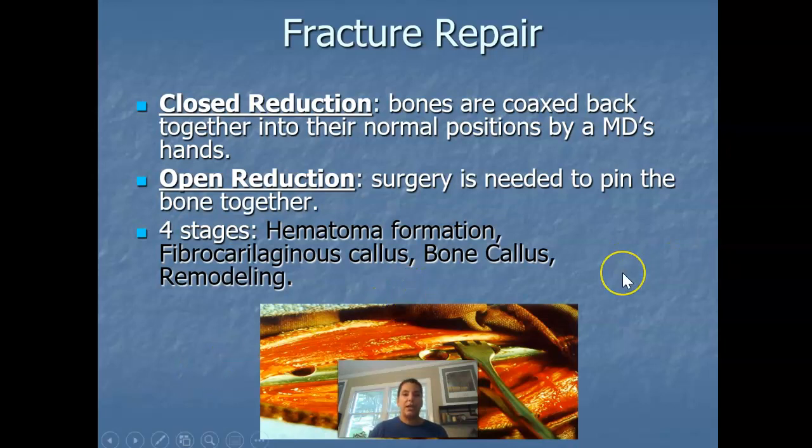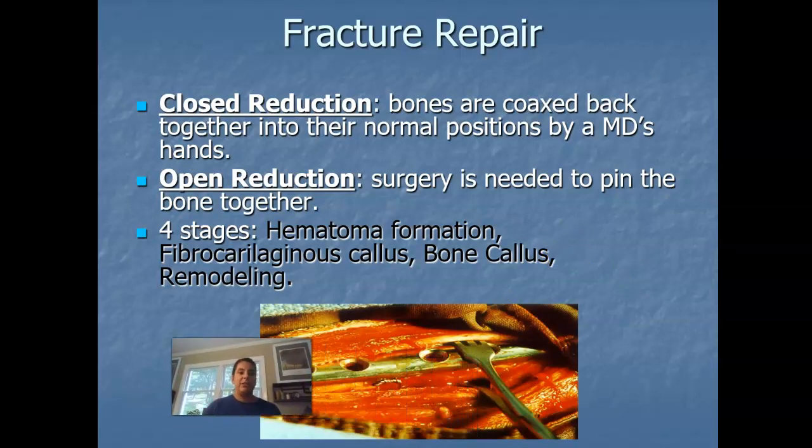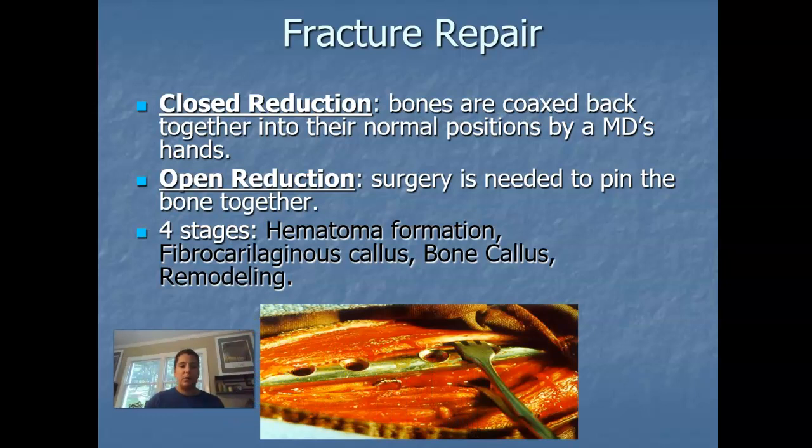There are 2 ways in which a medical doctor can repair a fracture. There's a closed reduction, which basically means the bones are coaxed back together into their normal position by an MD's hand, so no surgery is required. Or an open reduction, where surgery is needed to actually pin the bones together. This diagram shows you one of those pins.